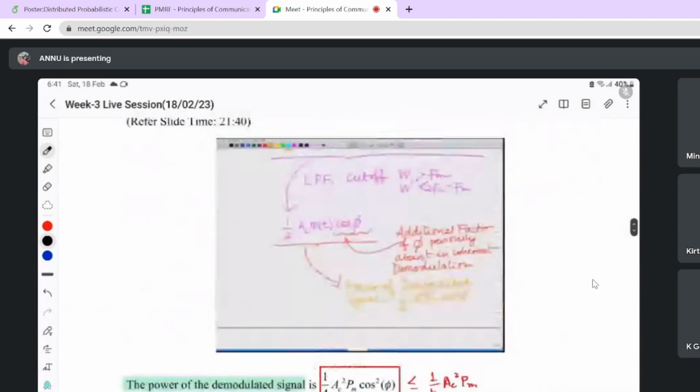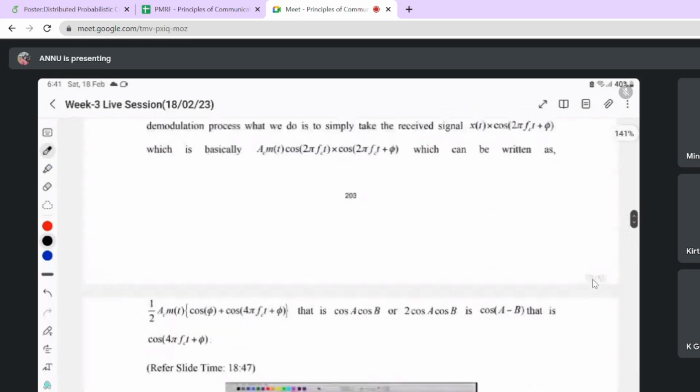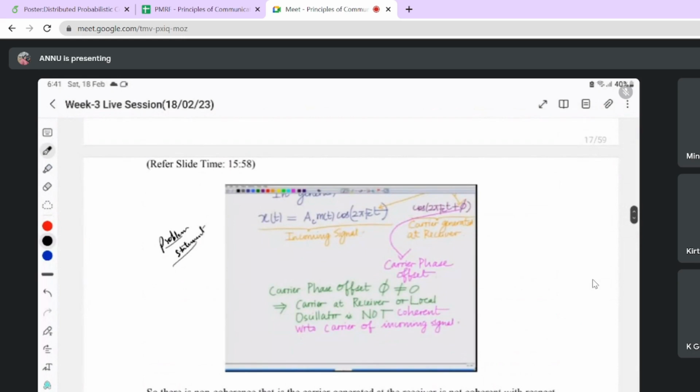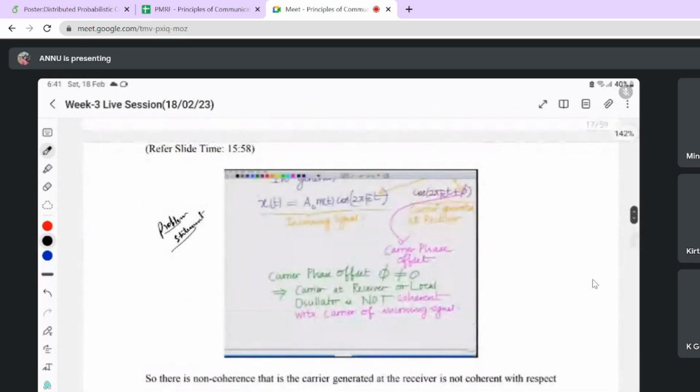So we are trying to synchronize it. Firstly, we will expand the expression cos of 2 pi fct plus phi. The formula of cos(A plus B) is cos A cos B minus sin A sin B. Is the formula correct or not? Let me know, please. Somebody? I think it is correct. Yes, ma'am.